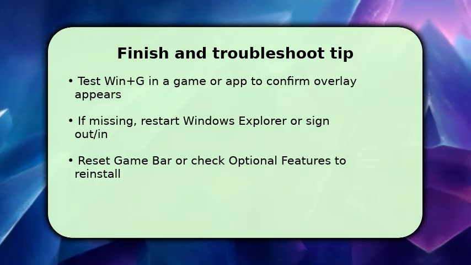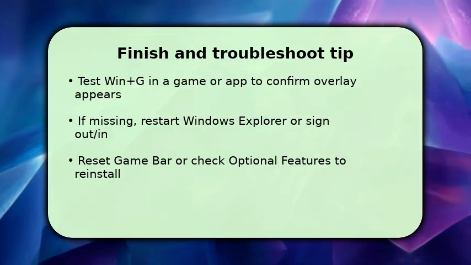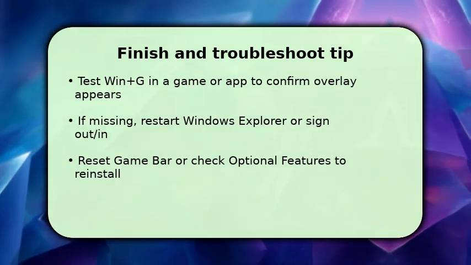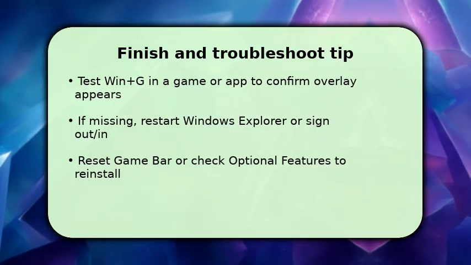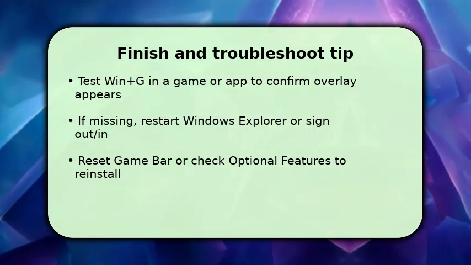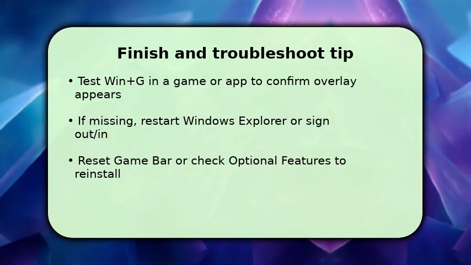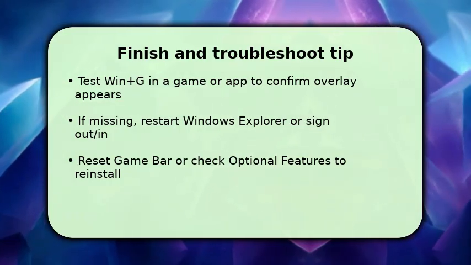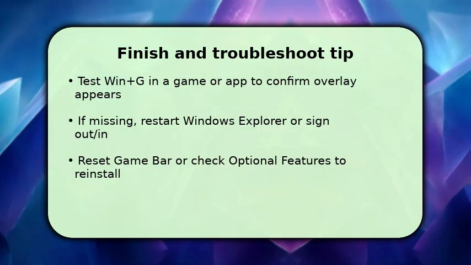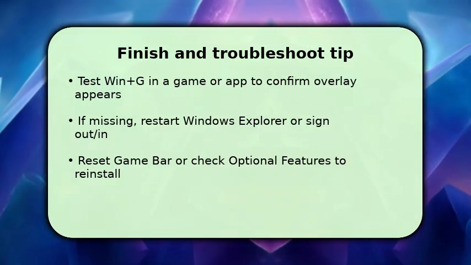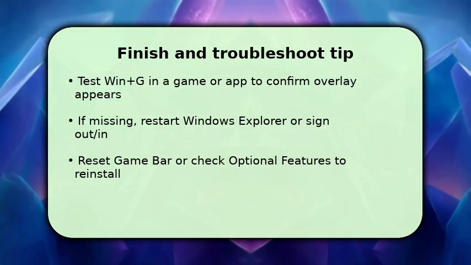If the game bar doesn't appear, restart Windows Explorer or sign out and back into your account, because many issues clear with a refresh. If problems persist, reset the Game Bar app or reinstall via optional features. This often fixes corrupted components. Remember to check privacy permissions and drivers if recordings still fail.